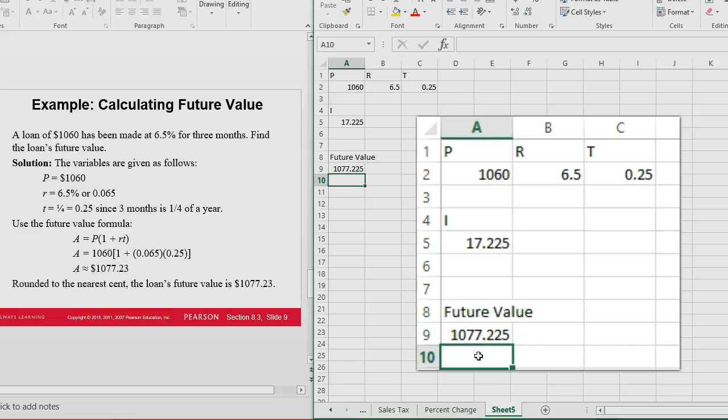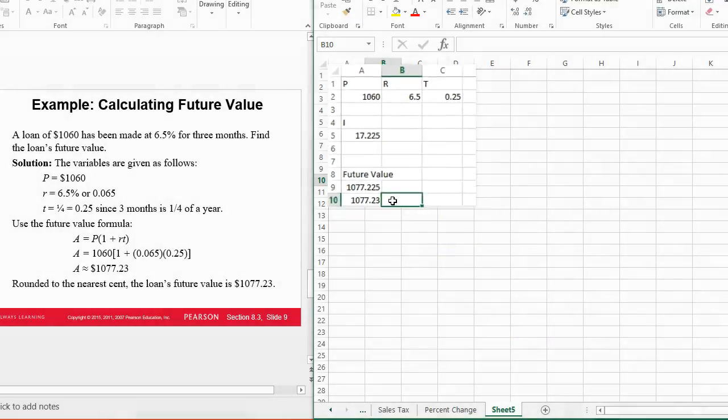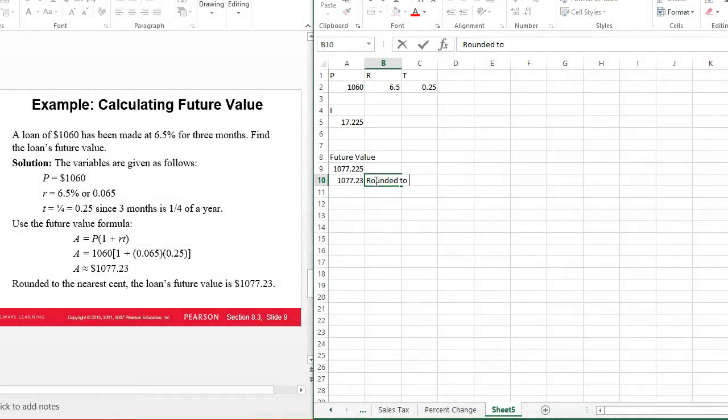You could type in equals round. Start typing round. Round what number? This number, comma, how many places? 2. That's rounded to the nearest cent, which is typically what we do because it's money, right? So rounded to the nearest cent would be 23. You can put "rounded to the nearest cent."